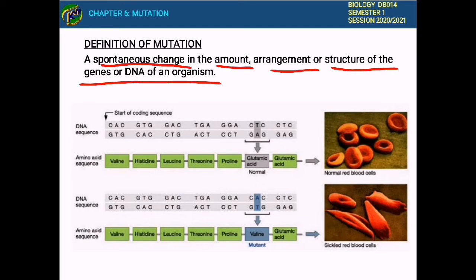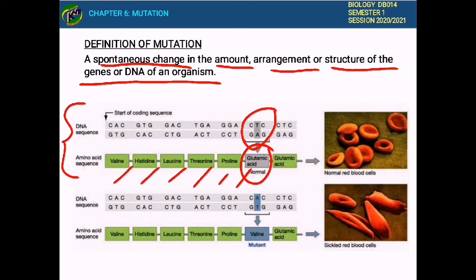Let's look at this picture here. Here we have a normal DNA sequence. Let's see 1, 2, 3, 4, 5, 6. The 6th amino acid is actually glutamic acid. So the codon is CTC, pair up with GAG.